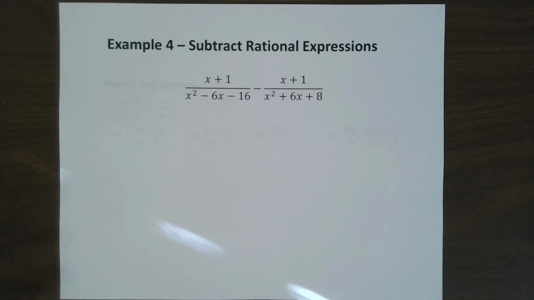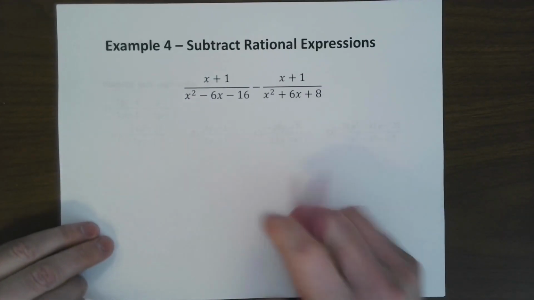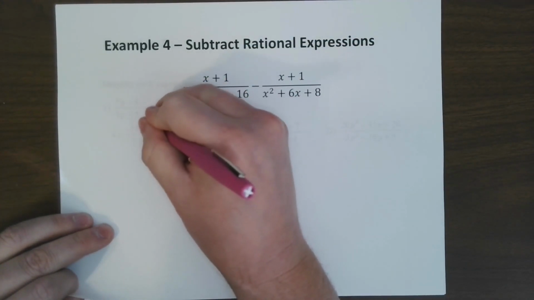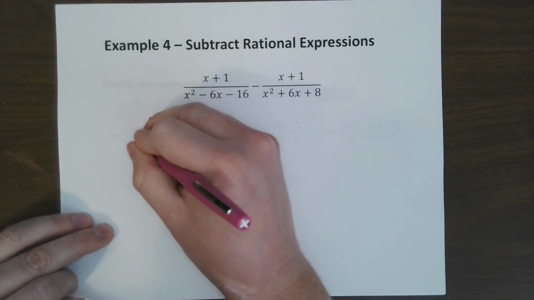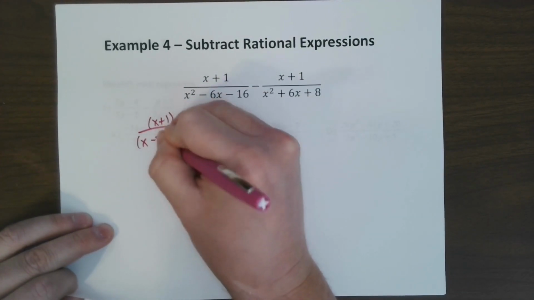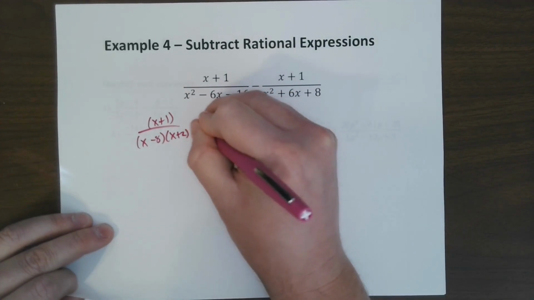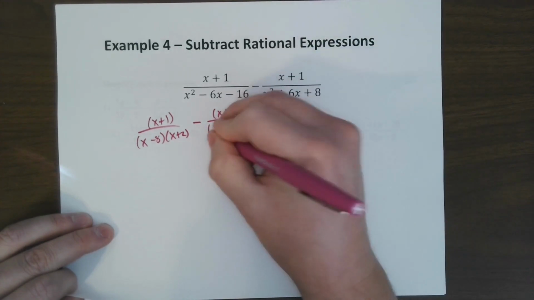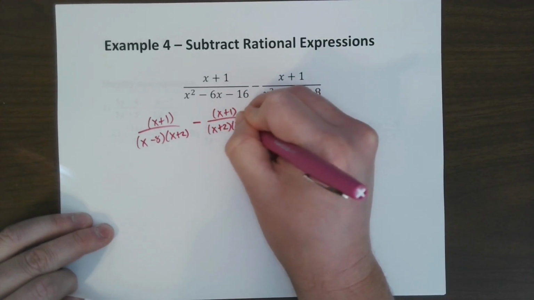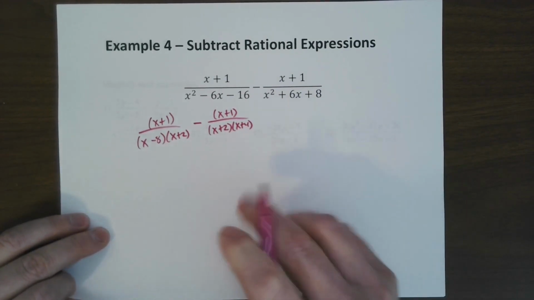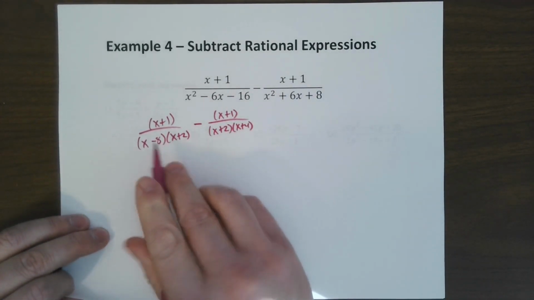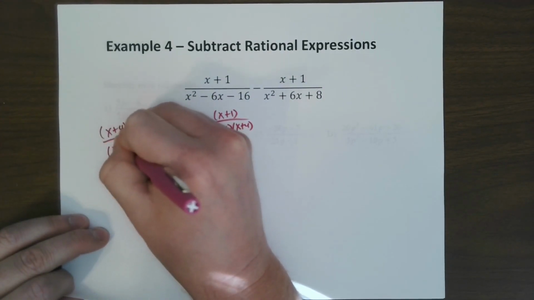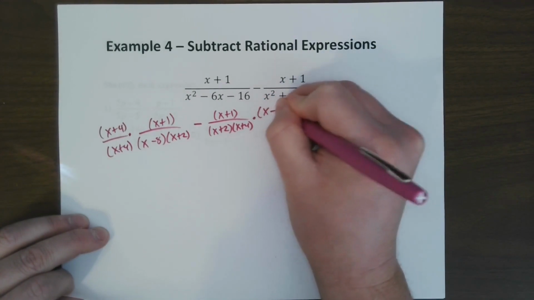Subtraction is exactly the same. We do the exact same thing, except we're going to have a minus instead. So we're going to go x plus 1 over x minus 8, x plus 2, minus x plus 1 over x plus 2, x plus 4. And so what we're going to do is make them the common denominator. So this one needs the x plus 4. This one needs the x minus 8.